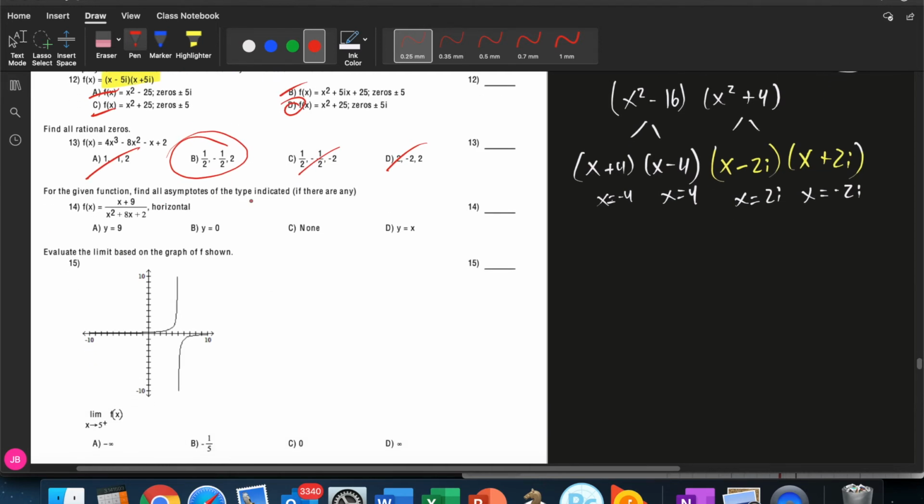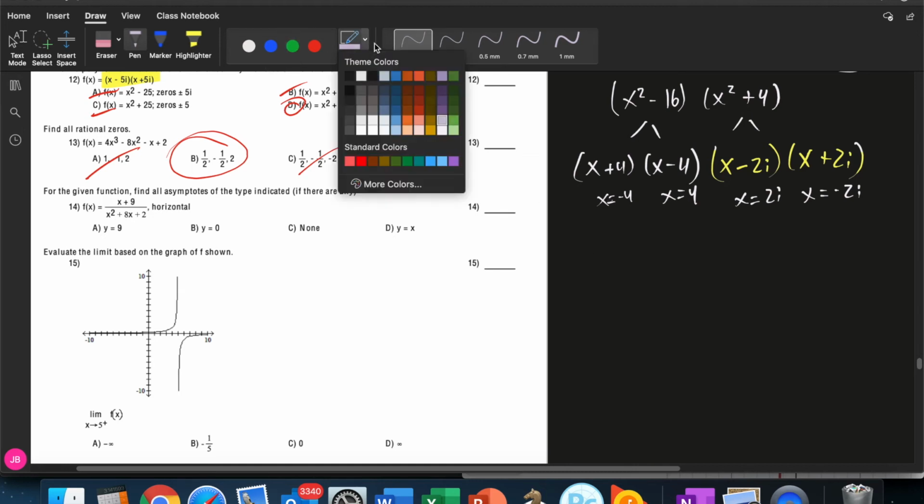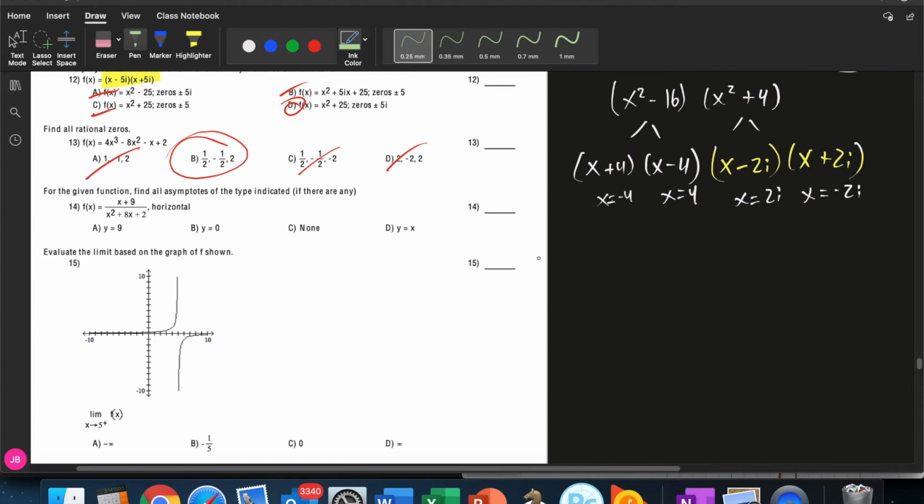For the given function, find all asymptotes of the indicated type if there are any. So now we're getting into rational functions. Rational functions, we have basically 3 types of asymptotes that we can look for, which are vertical, horizontal, and slant or oblique, right? Which also, I guess they kind of fall under the horizontal ones. But basically, there are 3 types of rational functions you can have. There are top-heavy functions, there are bottom-heavy functions, and there are functions that are the same. What I mean by top-heavy, bottom-heavy, and the same is I'm referring to their degree.